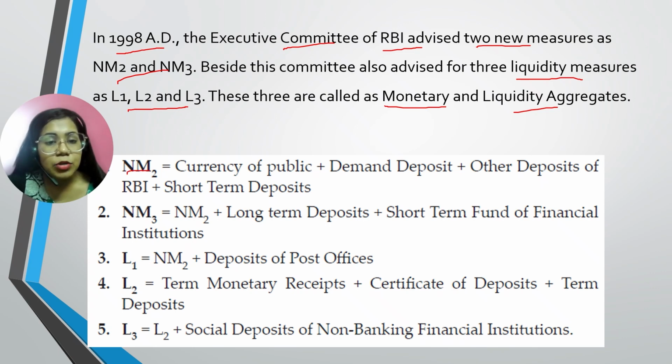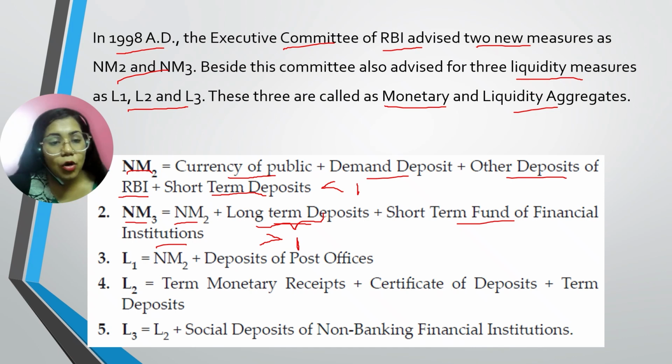NM2 includes the currency of the public plus the demand deposit plus other deposits of the RBI plus the short-term deposits. Usually when we talk about short-term deposits, it includes less than 1 year deposits. Now NM3 includes all the measures in NM2 plus long-term deposits plus short-term funds of financial institutions. By long-term deposits, we mean the deposits which are for more than 1 year. Now let's talk about L1, which is the liquidity aggregate.